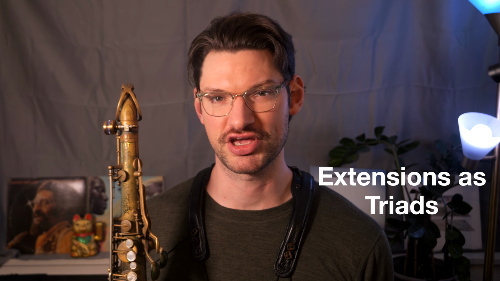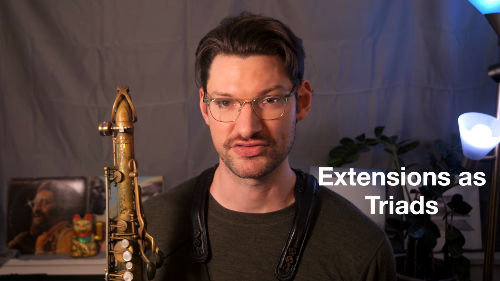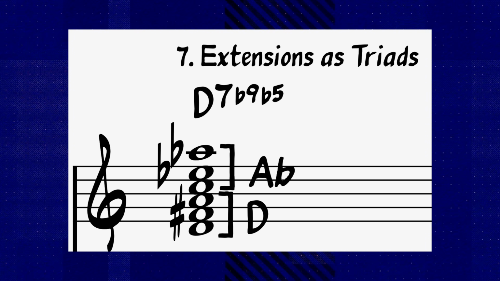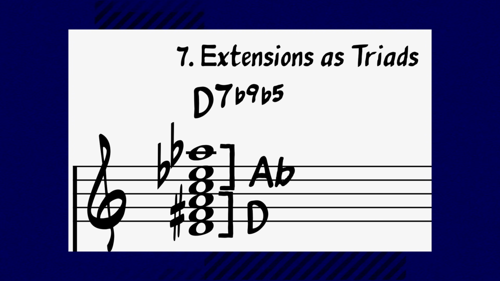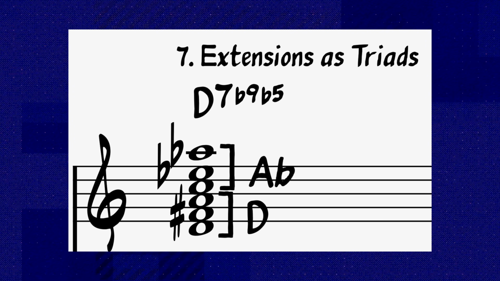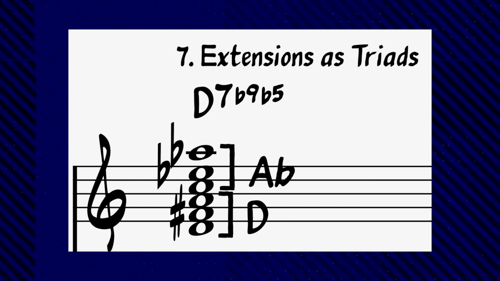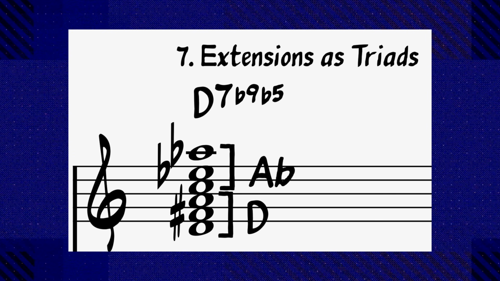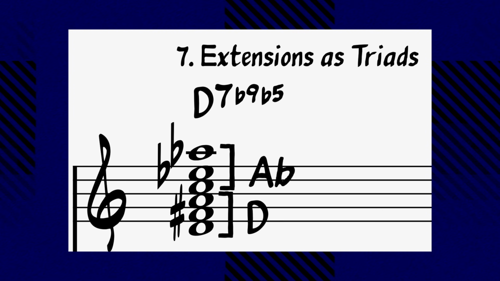It's often easier to think of complex extensions as triads. For example, to create a D7 flat 9 flat 5 chord, we can think about that as an A flat major chord over a D major chord. A flat is the flat 5, C natural is the lowered 7th from the D dominant chord, and E flat is the flat 9. This makes a great piano voicing, but it also gives us a shortcut to melodically access those upper extensions without having to do a lot of math at the same time.